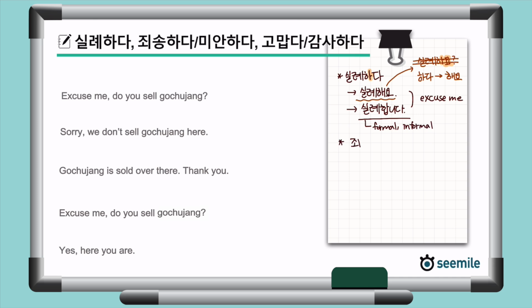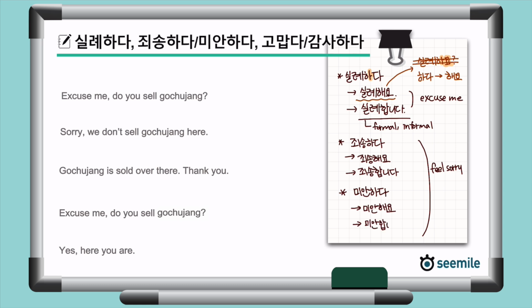Next, 죄송하다, 미안하다. They both mean to feel sorry for one's mistake, and thus the conjugated forms 죄송해요, 죄송합니다, 미안해요, 미안합니다 are commonly used to apologize for a mistake. In addition to that, they also can be another way to politely say excuse me before asking a question. Please note that 죄송해요, 죄송합니다 indicates a stronger level of regret and a greater degree of respect for the other person than 미안해요, 미안합니다 does.